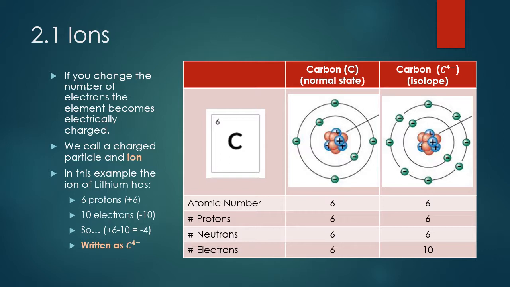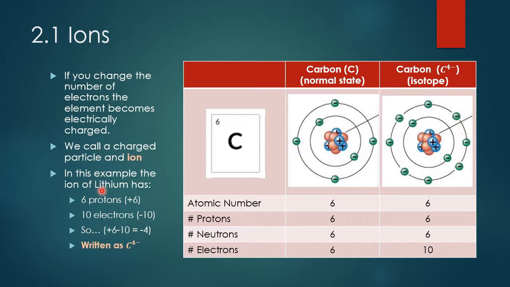Now in an ion, we have a different number of protons and electrons. So a common carbon ion that you might see is carbon C 4 negative. And what this means is that there's still an atomic number of 6, so we can't change that, which means the number of protons is still 6, the number of neutrons is still 6. But in this particular ion, there are 10 electrons. So we have 1, 2, 3, 4, 5, 6, 7, 8, 9, and 10 electrons.